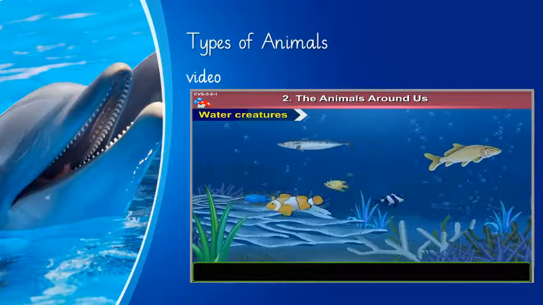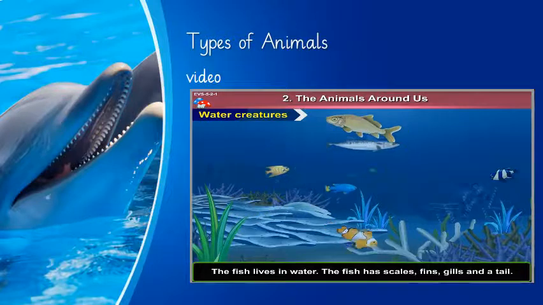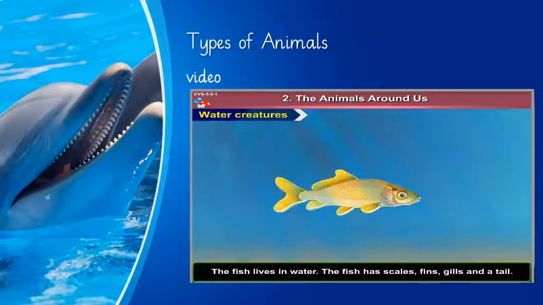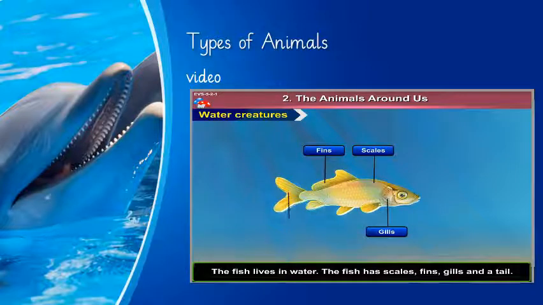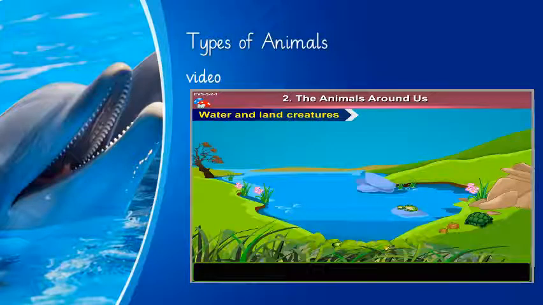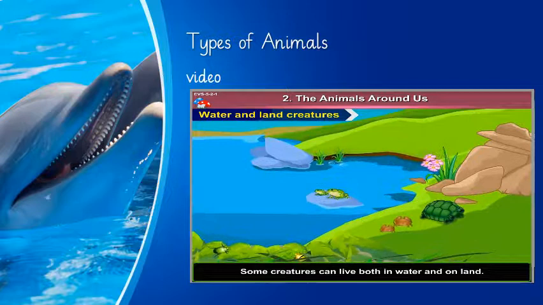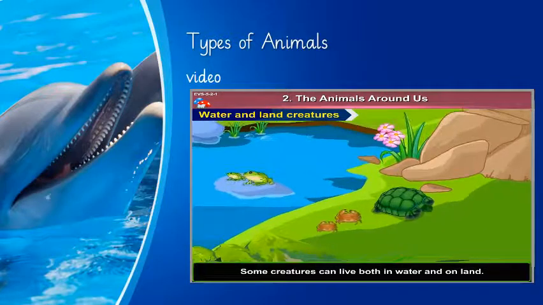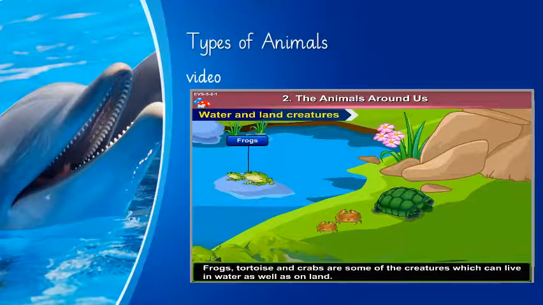5. Water creatures. The fish lives in water. The fish has scales, fins, gills, and a tail. 6. Water and land creatures. Some creatures can live both in water and on land. Frogs, tortoise, and crabs are some of the creatures which can live in water as well as on land.